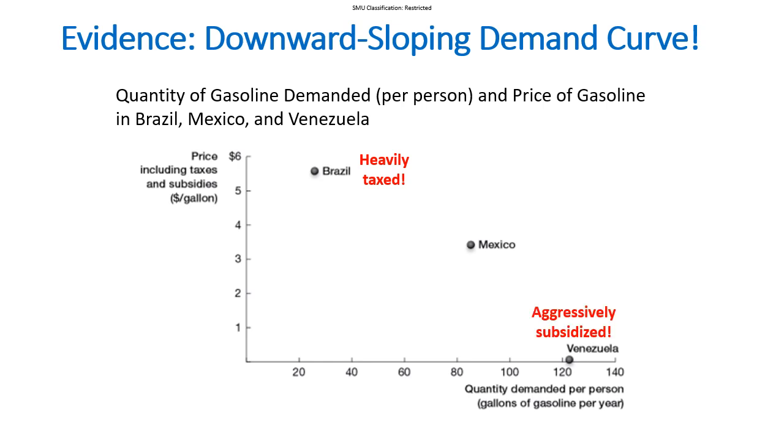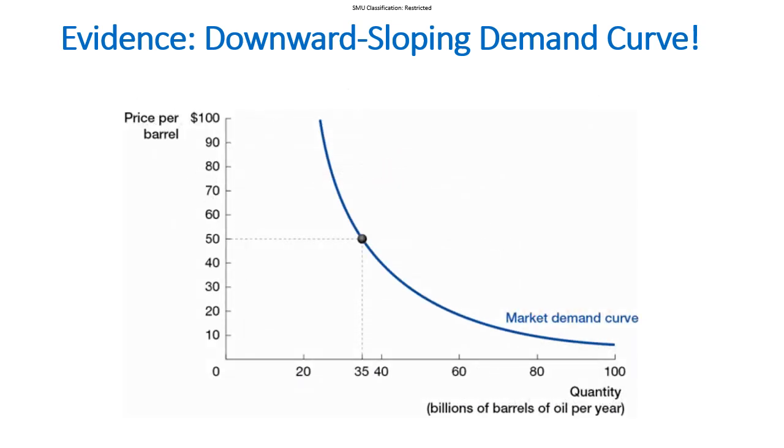In Venezuela, gasoline is aggressively subsidized, and the price to be paid by consumers is very little, resulting in a huge amount of quantity demanded. The case of Mexico is somewhere between the two. Plotting the quantity demanded at different prices in different countries, in addition to these three countries, we have a downward sloping market demand curve.